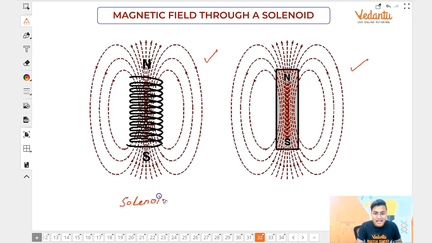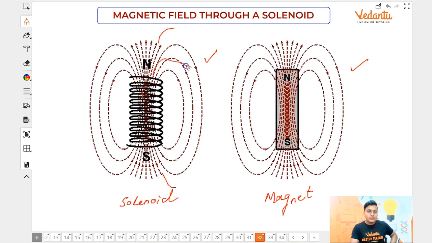Solenoid and magnet, both of theirs magnetic field lines look the same. Same to same. From one end they come out, other end they go in, they form a circle every time. Inside the coil, they are parallel to each other. Inside the magnet, they are parallel to each other. None of the magnetic field lines intersect each other.